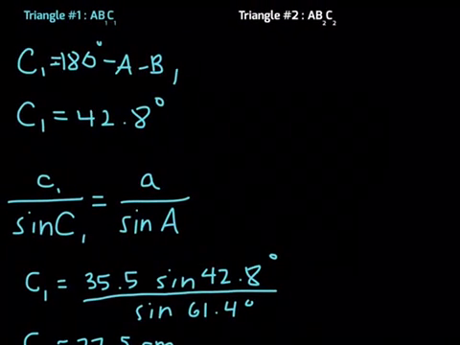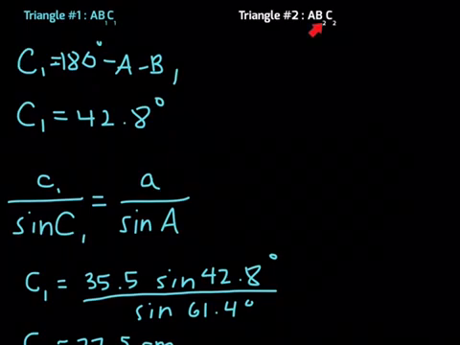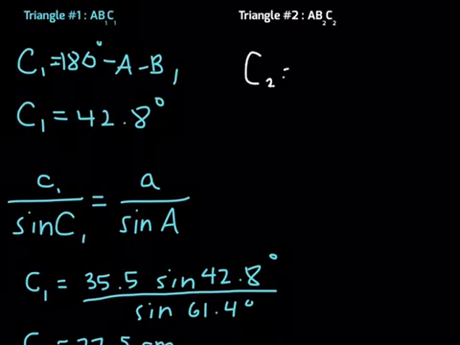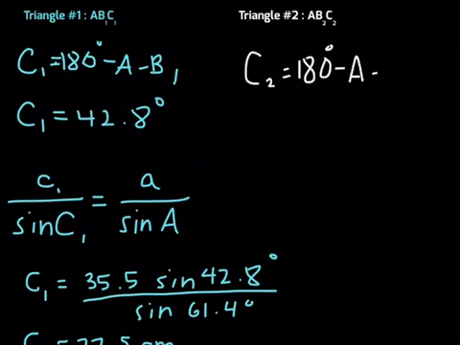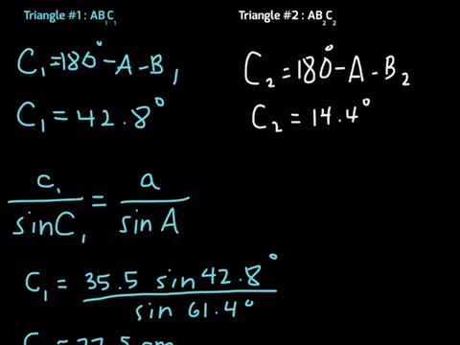Now it's time to move to triangle number 2. Now, let's keep track of what we have. We have A, that was given from the very beginning. We found B sub 2, that was 104.3 degrees. We need angle C sub 2, so let's find that now. Okay, angle C sub 2 will be 180 degrees minus angle A minus B sub 2. So then C sub 2 will be equal to 14.4 degrees, like that. All right, cool. Now we have all three angles within the second triangle.